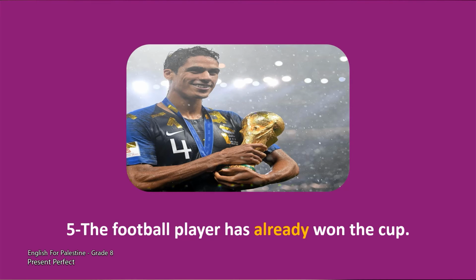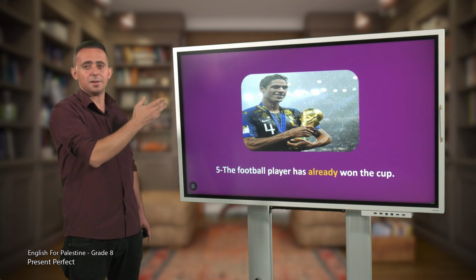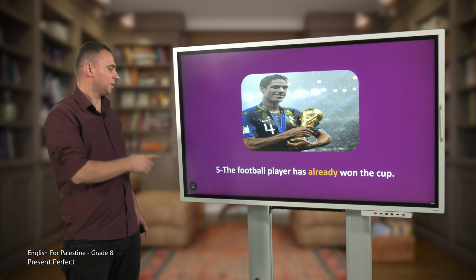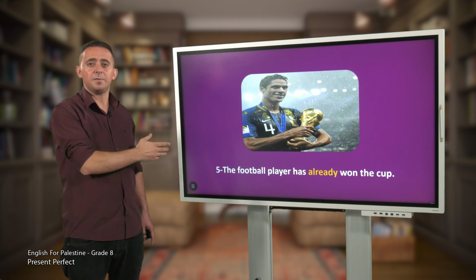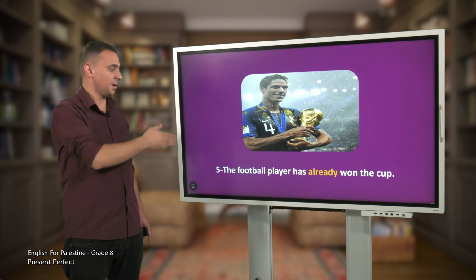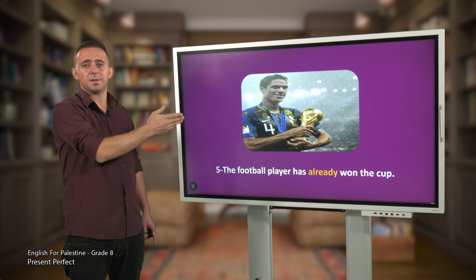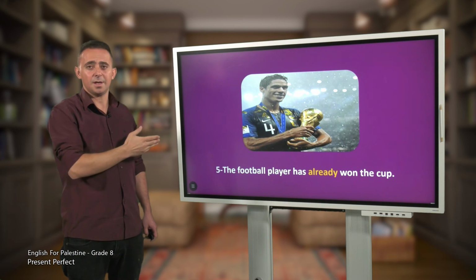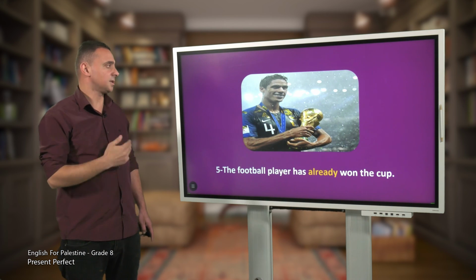Let's continue. Now, dear students, let's look at this picture and let's use already to talk about this picture. We say the football player has already won the cup. Again, the football player has already won the cup. Notice the word already, it's in the middle between the helping verb has and the past participle won. And notice the subject is singular, the football player. So it should be followed by has, not have. Then we put already, and after that we put the past participle won. So already again means that the action happened before now. Let's continue.